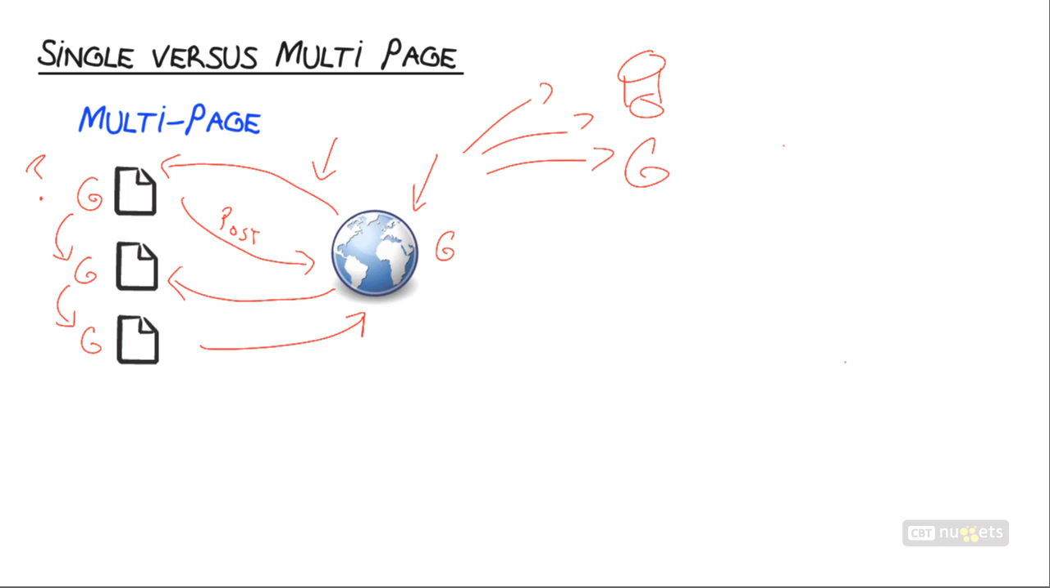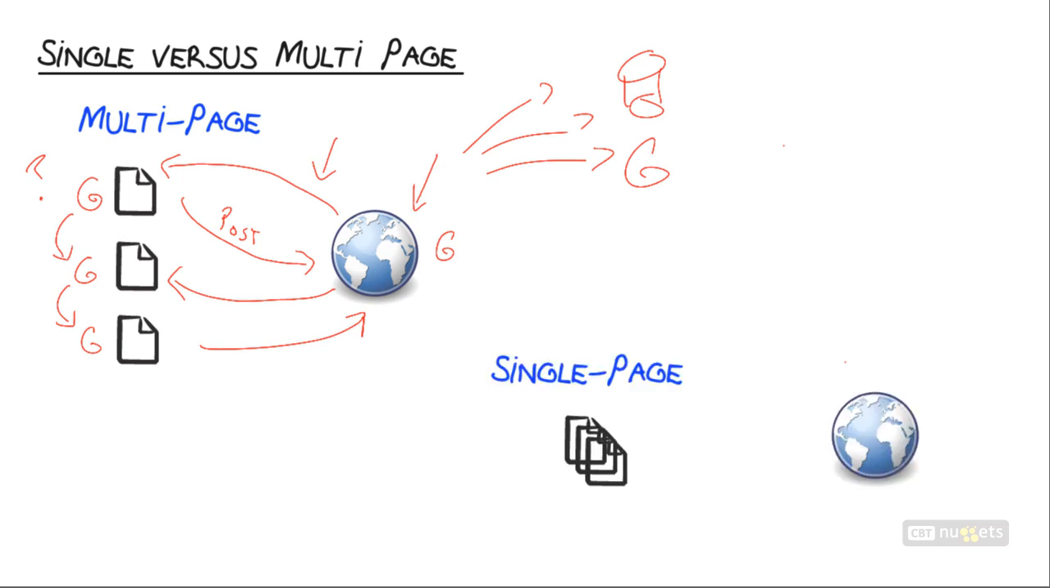Now to contrast, a single page works a little bit differently. In a single page application, we still send out our request to the web server and the result is passed down to the client PC, but that page that's passed down actually has multiple different pages or multiple different features and functionality built right into it.